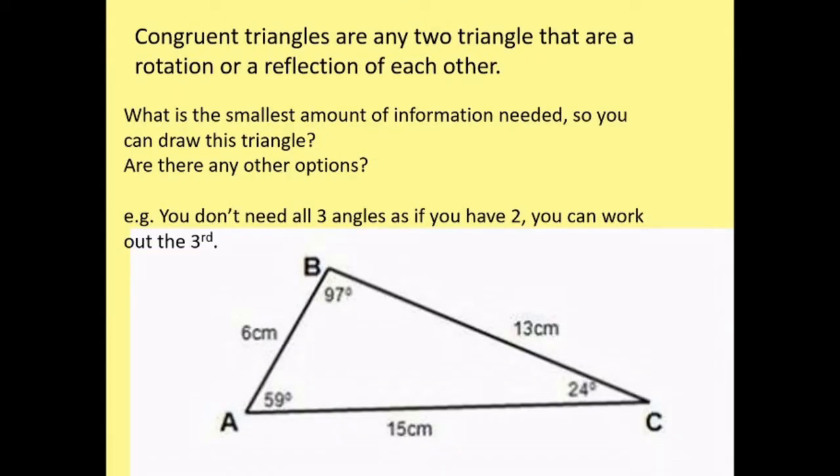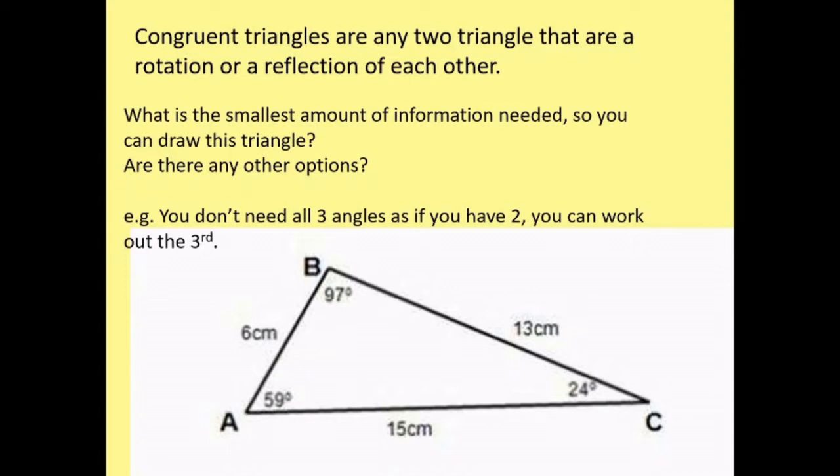Now, what I want you to think about: look at this triangle on the bottom. Measurements are 6, 13, 15, and the angles are 59, 97, 24. Now, I want you to call up a friend, and think about what is the smallest amount of information you can give your friend that would actually make them draw this triangle. You could give them all the sides and all the angles. That would definitely work. But maybe we don't have to give all that. Maybe we can just reduce it to just 3 items.